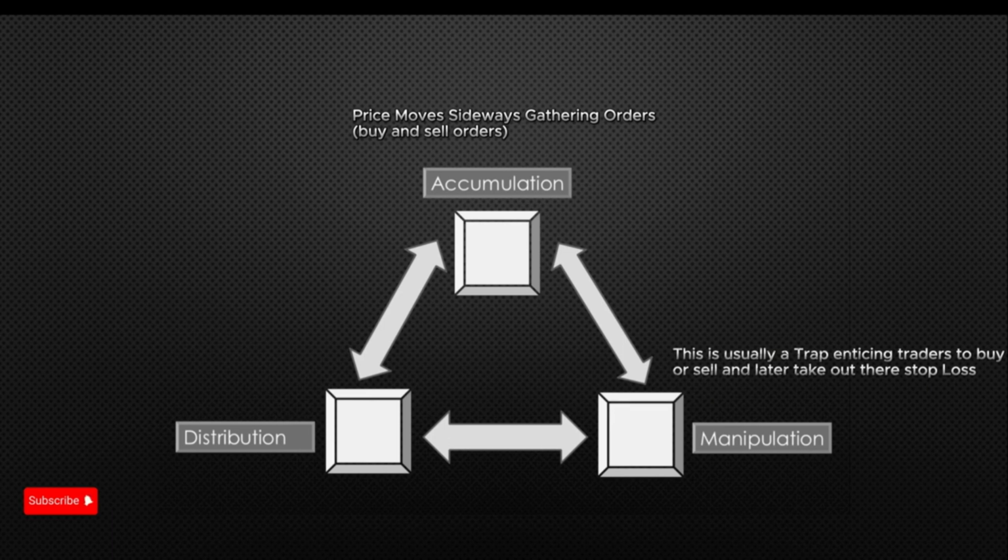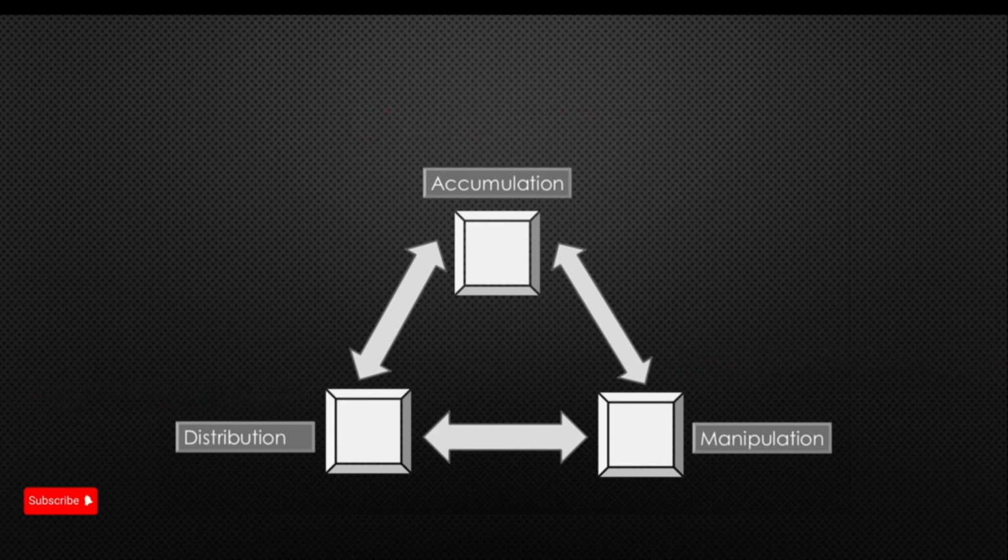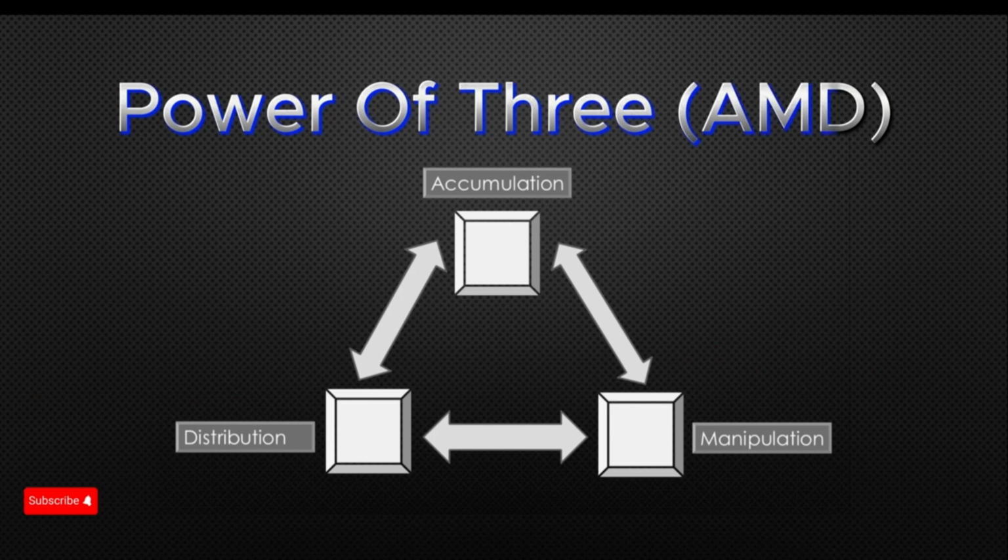Distribution. Once the market has completed its manipulation phase, it enters distribution. In this phase, the price moves toward a predetermined direction based on the previous manipulation, continuing until the next accumulation begins. These phases create what we call the power of three. It's the heartbeat of the market, and it's happening every single day, across all time frames and instruments. This cycle is what drives price action, and by understanding it, you can begin to predict what the next move will be.